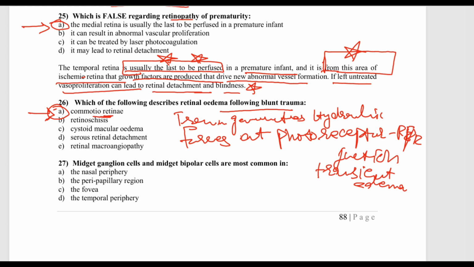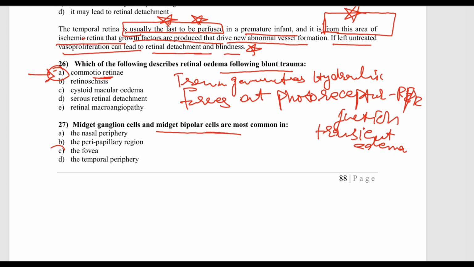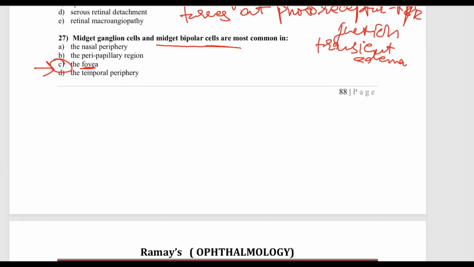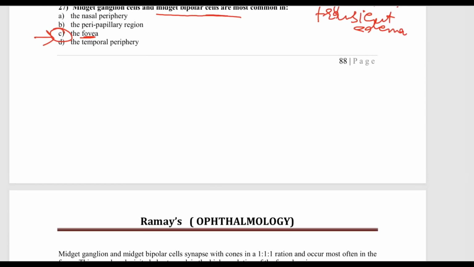The next question is: the midget ganglion cells and the midget bipolar cells are most common in the fovea. These are most common in the fovea. Actually, the midget ganglion cells and the midget bipolar cells are the cells of the parvocellular pathway.